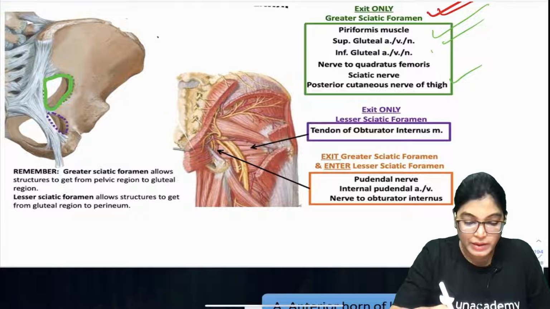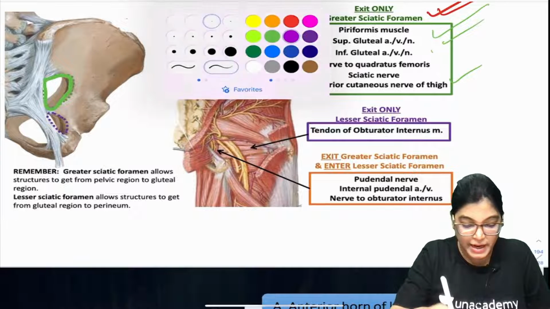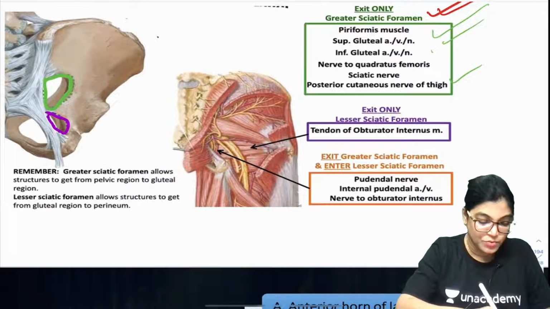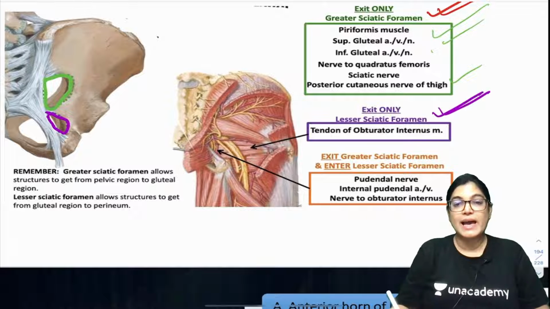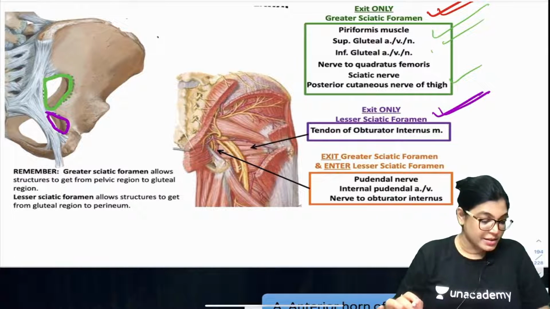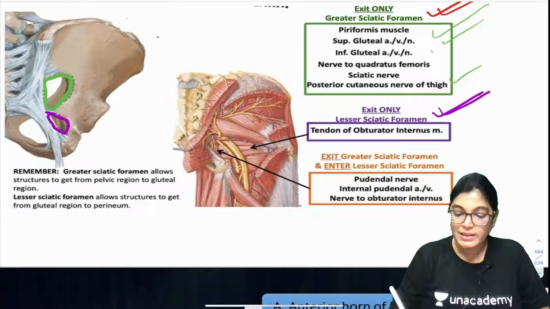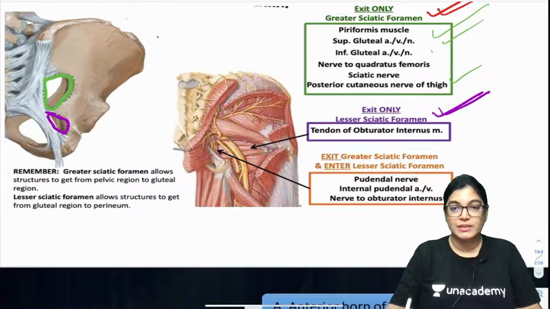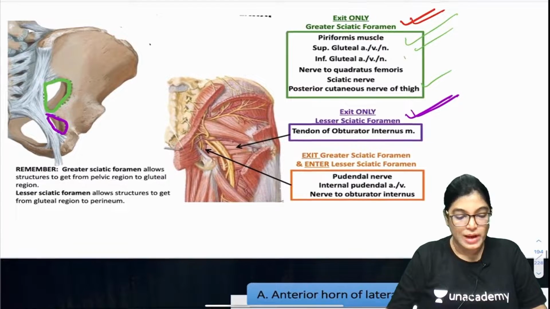Now I want to tell you about the lesser sciatic foramen. See here, this is the lesser sciatic foramen, and the structure exiting through it, as already answered by Sarans Acharya, is the tendon of obturator internus muscle.